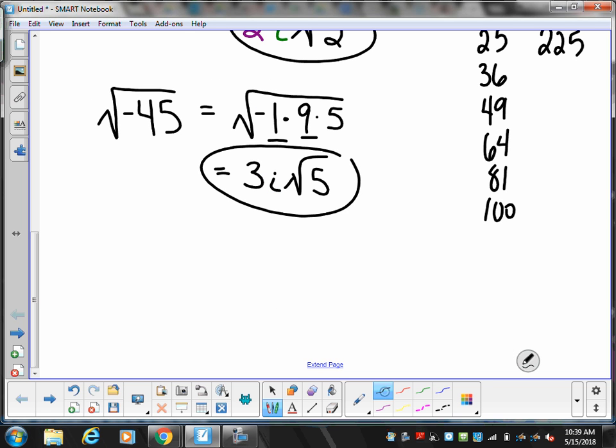One more that's kind of simple. What do you do with this one? Almost. Nope, you had it. Just the negative has to be i out there. So square root of negative 36 is just 6i. Okay.